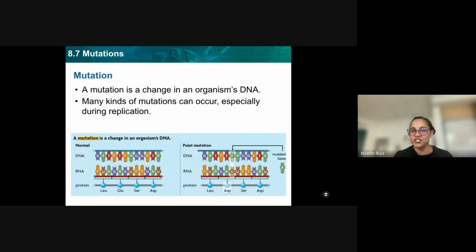So mutation is a change in an organism's DNA. Many kinds of mutations can occur. And the most common process that mutations occur during is replication. We learned about replication way back in 8.3. DNA copies itself. And sometimes there can be errors.